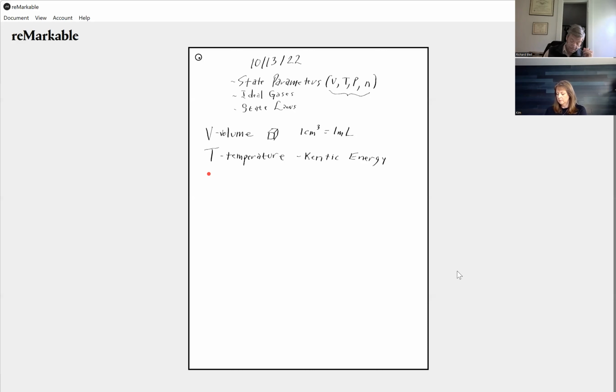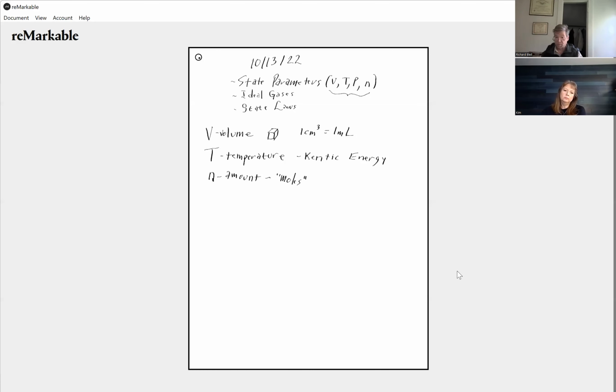We talk about the amount of material. How much material is in there? How much gas? How much is there? N literally stands for moles.